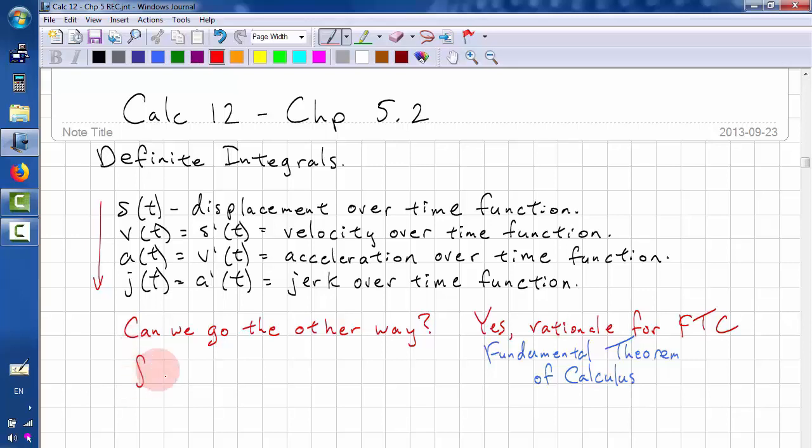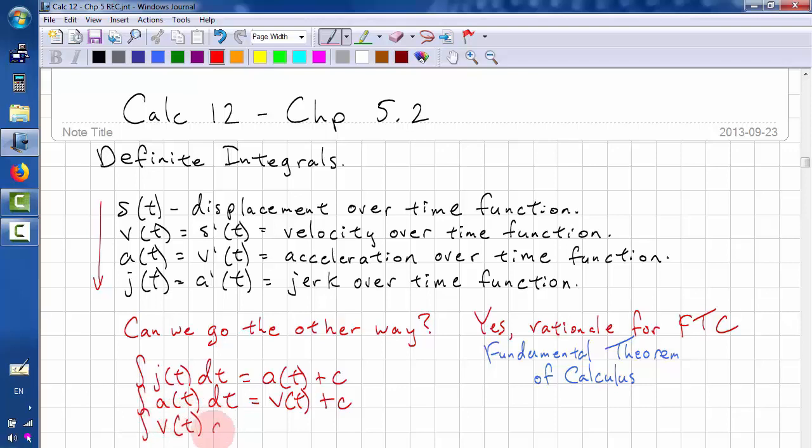So if we integrate J of t, we get A of t plus C. If we integrate A of t, we get V of t plus C. If we integrate V of t, we get S of t plus C.